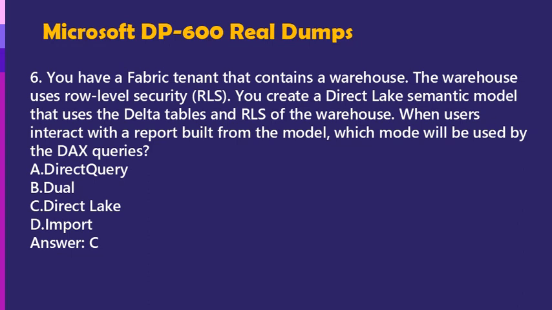6. You have a Fabric tenant that contains a warehouse. The warehouse uses row-level security, RLS. You create a Direct Lake semantic model that uses the Delta tables and RLS of the warehouse. When users interact with a report built from the model, which mode will be used by the DAX queries?